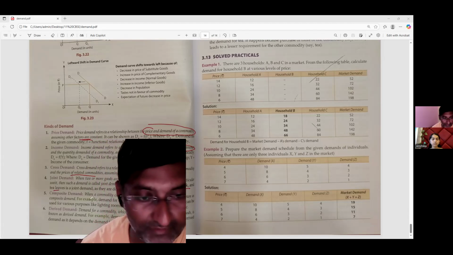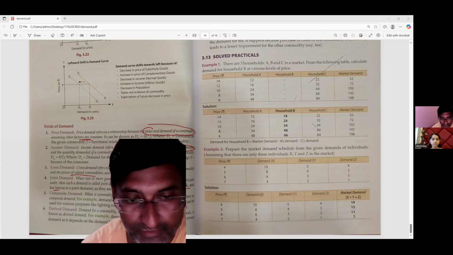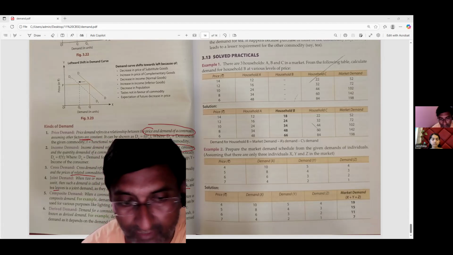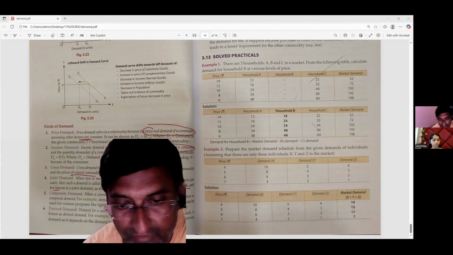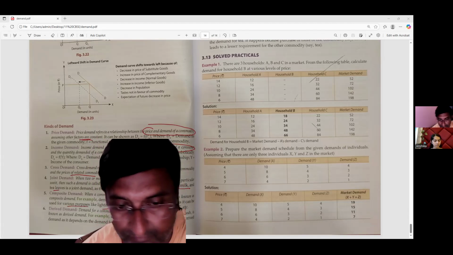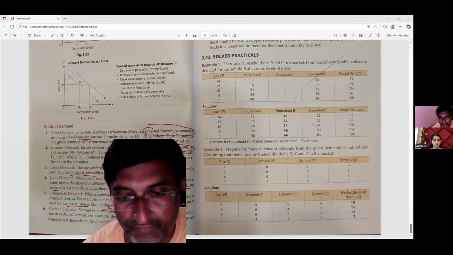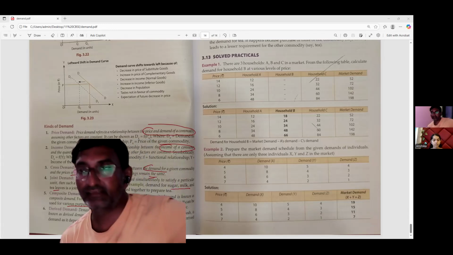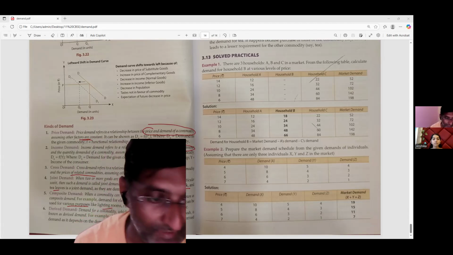Then composite demand. When a commodity can be put to several uses, the demand is known as composite demand. Example: demand for electricity is composite demand. It can be used for various purposes like lighting rooms, running the refrigerator, TV, AC, etc. These are the examples of composite demand.